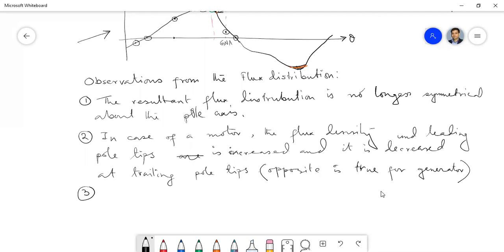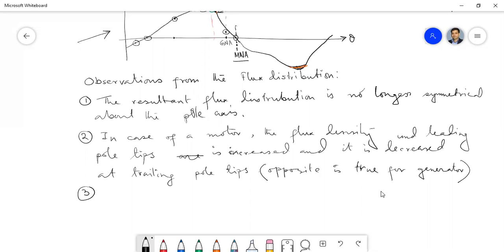So here you see, actually the flux now crosses at a different point, not at GNA. So previously, when we drew the no-load distribution for the field flux only, the GNA and MNA coincided. Now the MNAs are at different locations. Why? Because of this deformed resultant flux distribution, isn't it? So that also you can write down as a point.